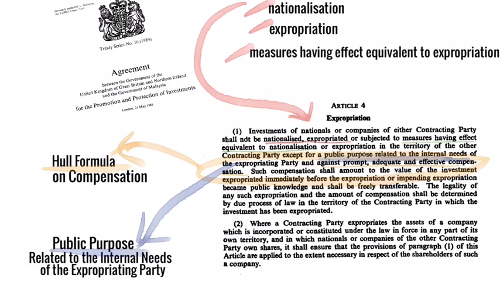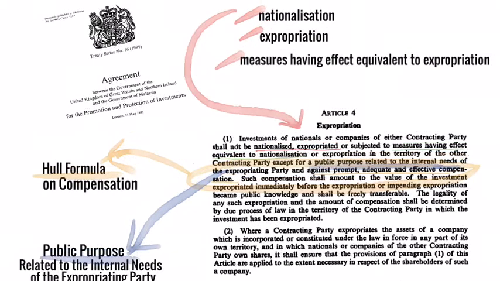Okay, let us take an example of the UK-Malaysia BIT in its Article 4 on expropriation. It says, investments of nationals or companies of either contracting party shall not be nationalized, expropriated, or subjected to measures having effect equivalent to nationalization or expropriation in the territory of the other party, except for, okay, now we will look at the conditions. But before that, it covers two types of actions.